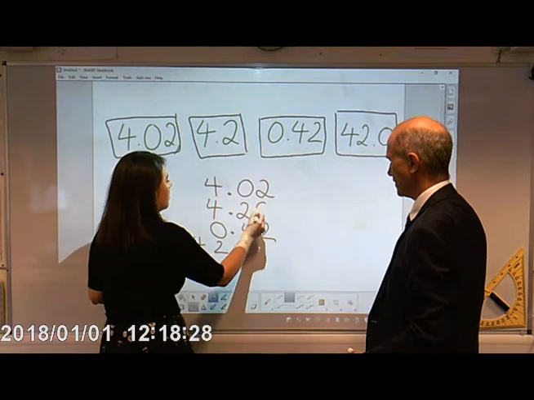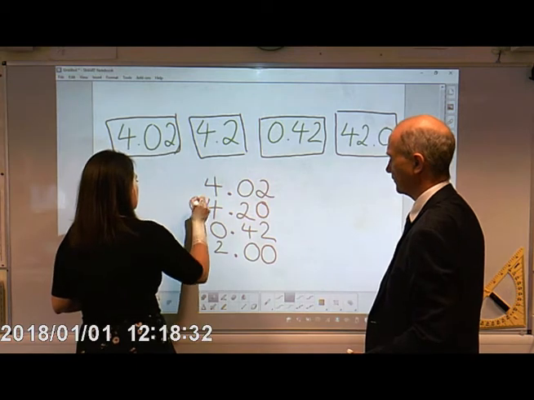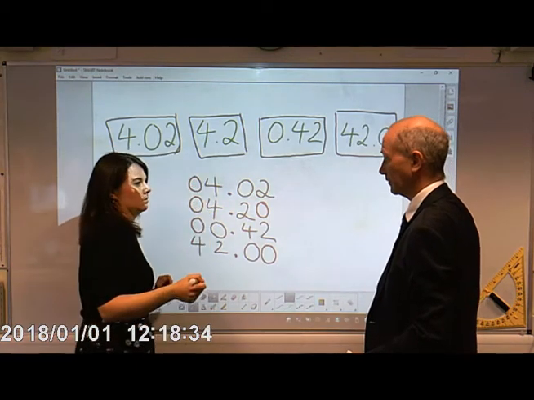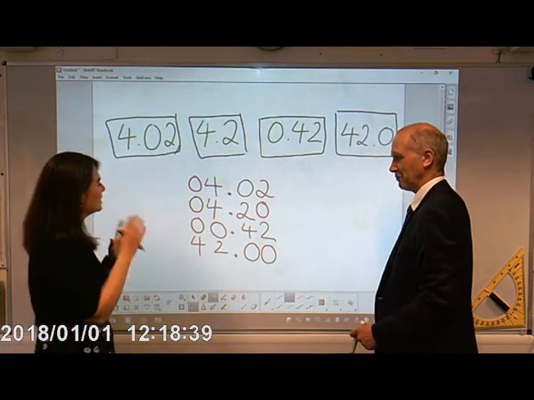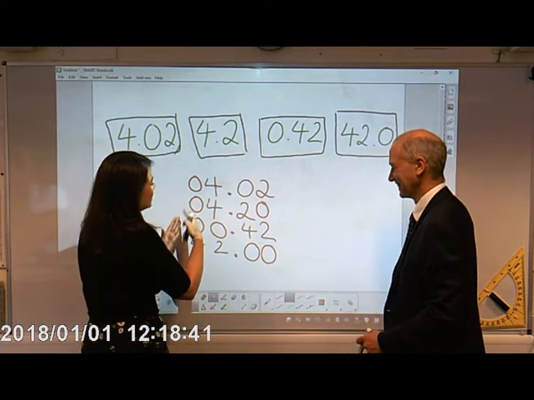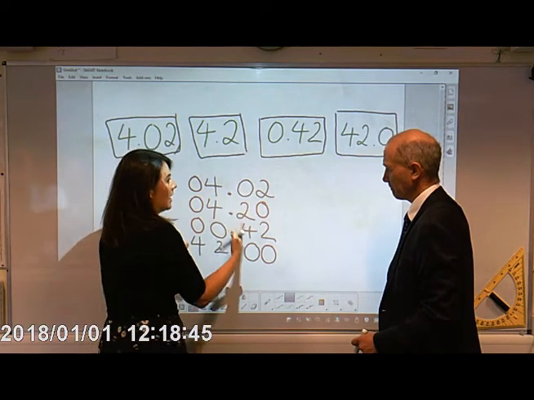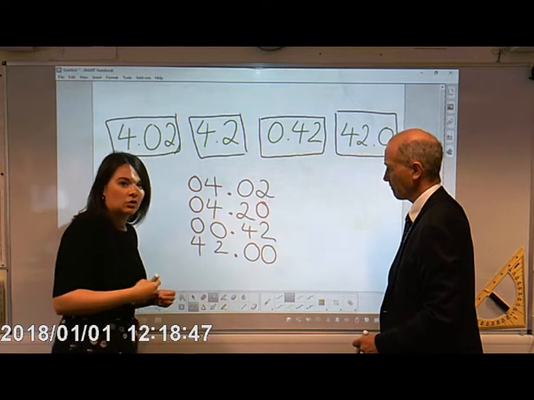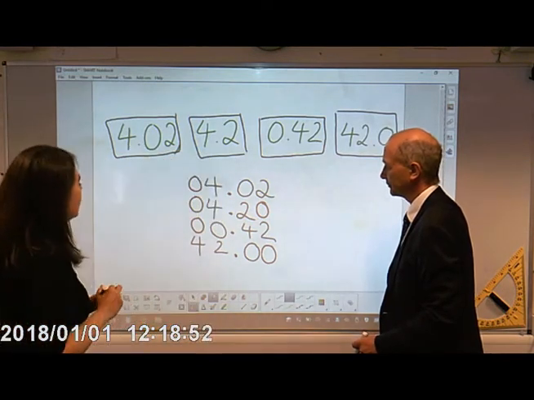So I'm going to fill in zeros. Zeros have no value, but they are space fillers. I'm not adding any value to my number because I'm just putting a 0 where there was nothing. It's just to make sure that I know that there's nothing there. So now I can compare my numbers.